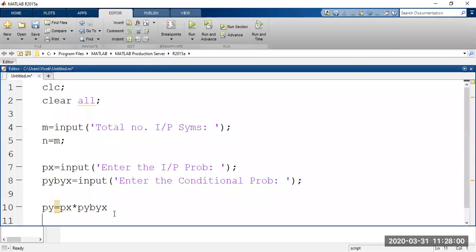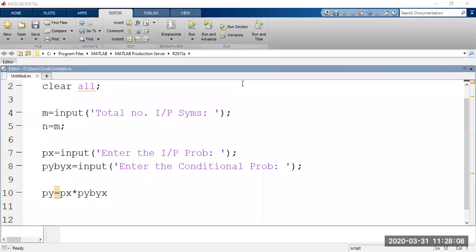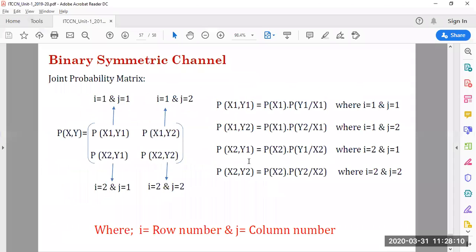Now remember, I have to calculate the values of the joint probability matrix. Is it clear? Remember, what is P(x,y)? It is nothing but, now please pay attention here carefully. This is very important because we have to implement this P(x,y) in a for loop.